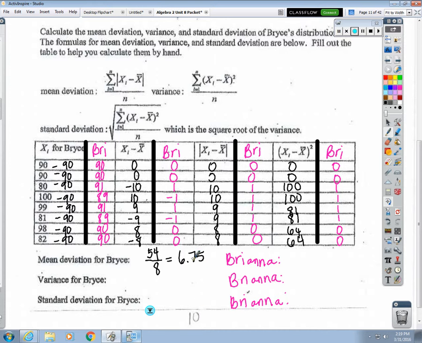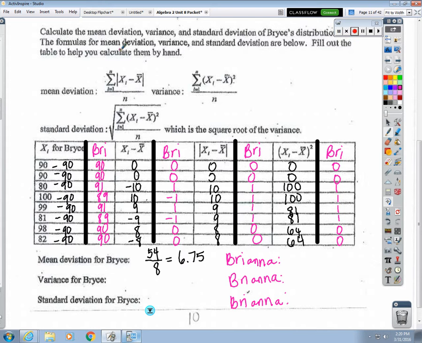That means his average test score was 6.75 points from the mean. Like if you took all of his test scores and found the difference from the mean and then you average those numbers, you get 6.75. Okay? Now let's do it for Brianna.